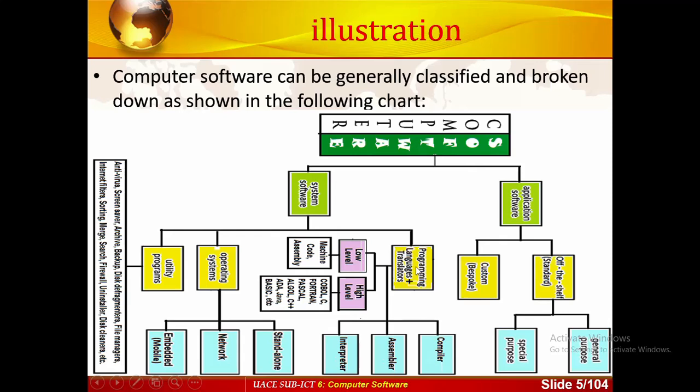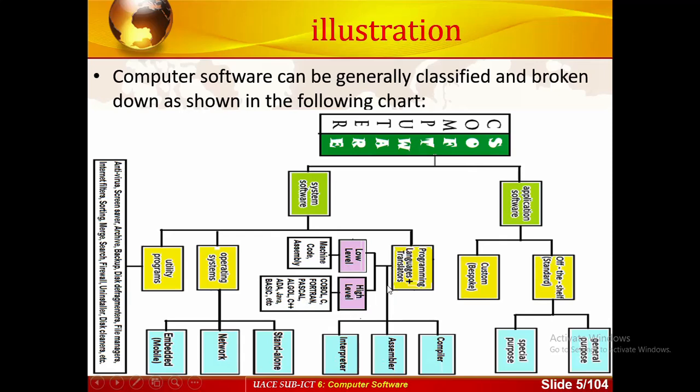Then we can talk of the programming languages here. They are divided into two categories: the low-level languages and the high-level languages. Under low level we have machine and assembly code languages. Under high level we have COBOL, Fortran, Pascal, Algol, BASIC, and many other kinds of programming languages like HTML, Java, Python. So this is what we need to know.